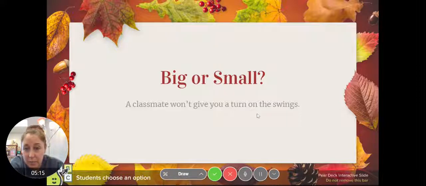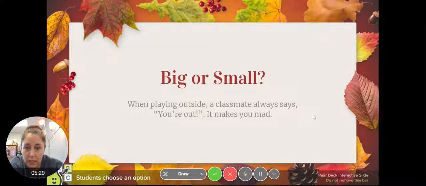Now, it is a small problem unless someone is pushing or shoving, and then it becomes a big problem. So you have to think, okay, let's try 2 of Kelso's choices, and then if it still doesn't get fixed, then it becomes a big problem and you can tell the adults.